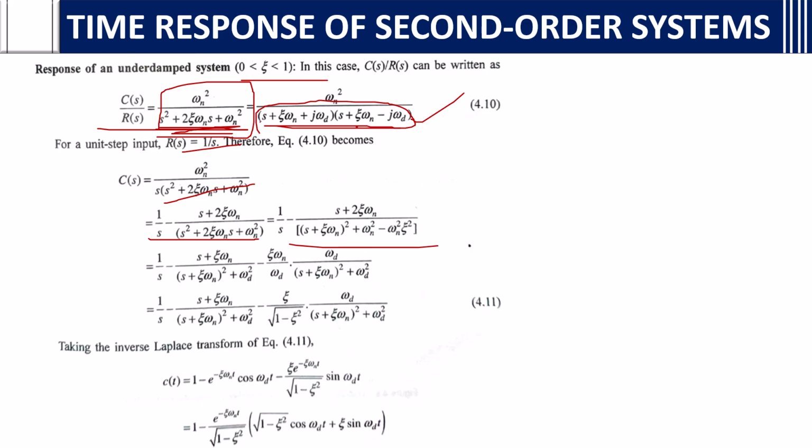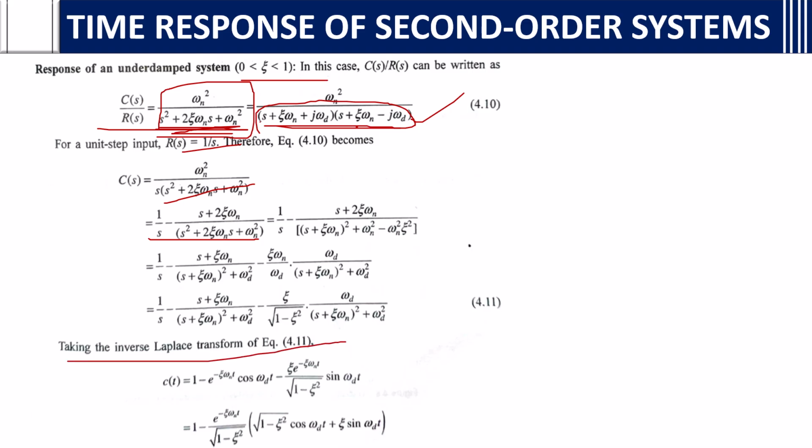This is coming from the previous equations. If you continue like that, you will get this equation. You need to remember this derivation, so that if they ask, you can write the response of an underdamped system.